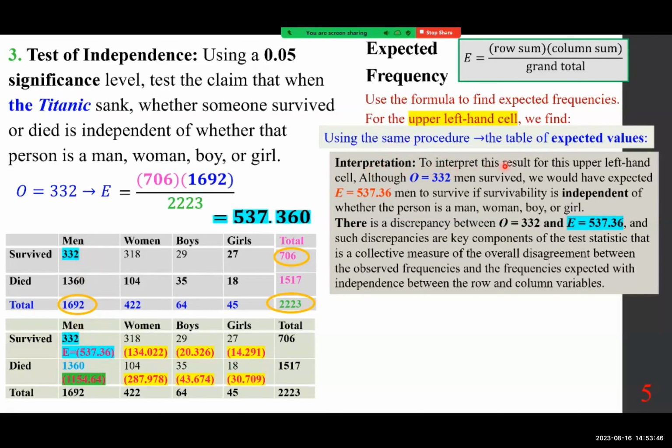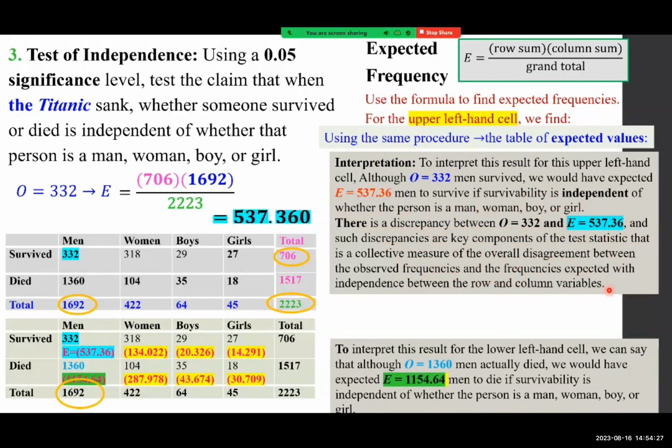To interpret this result for this upper left-hand cell, although O equals 332 men survived, we would have expected frequency equals 537.36 men to survive. The survivability is independent of whether the person is a man, woman, boy, or girl. There is a discrepancy between O equals 332 and expected frequency equals 537.36, and such discrepancies are key components of the test statistic that is a collective measure of the overall disagreement between the observed frequencies and the frequencies expected with independence between the row and column variables. Perfect. Please continue.